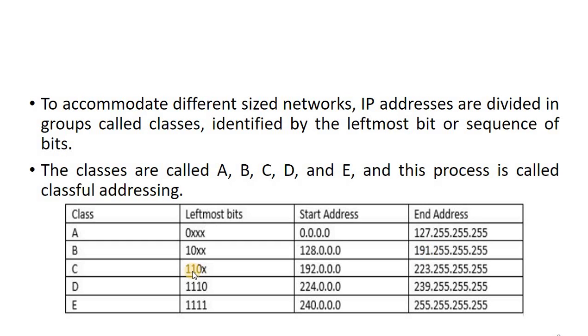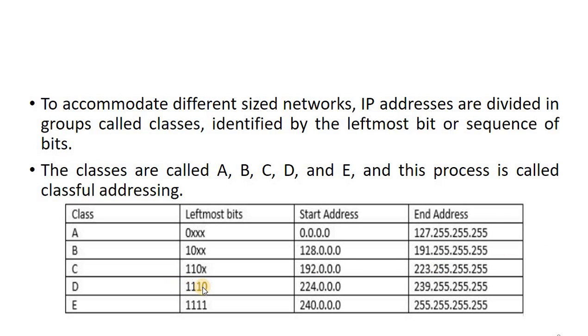In class C, we have the first 3 leftmost bits set to 110. The rest bits can be anything. So if we assign 0 for the rest bits, then we will find this start address 192.0.0.0. And if we put 1 to the rest of the bits, we will find this number 223.255.255.255.